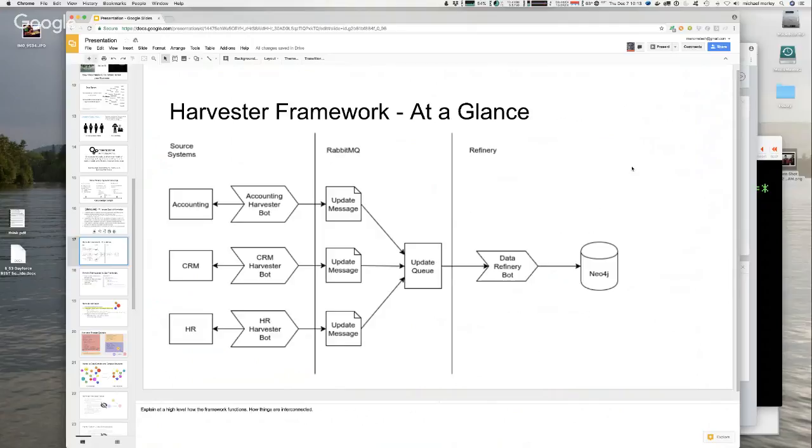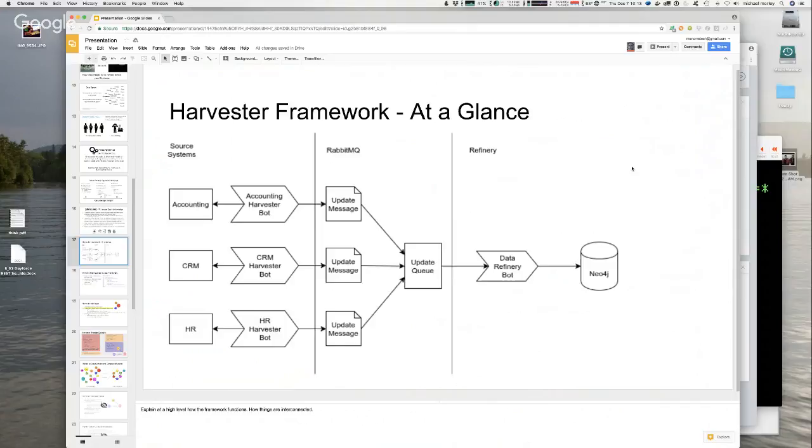And they communicate with the source system. They have a bunch of custom logic written on a per system basis. And they interact with a RabbitMQ message queue. So when the bot pulls data from the source system, it creates these update messages which go on the queue. They get fed into a central update queue, which then gets fed to another bot, which we call the data refinery, and that translates these bits of data into updates to Neo4j.